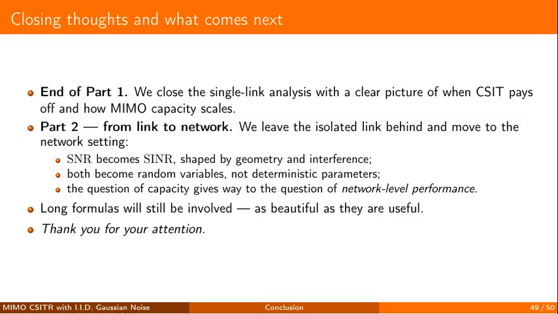That concludes Part 1. In Part 2, we will leave the single link behind and move to the network setting, where the SNR becomes SINR. Both become random variables shaped by geometry and interference, and the question of capacity gives way to the question of network-level performance. Long mathematical formulas, I'm afraid, will still be involved, though, as today, I hope you'll find them as beautiful as they are useful.